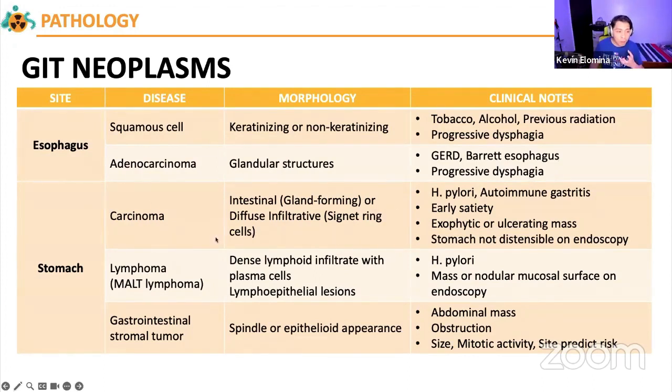For your stomach, your carcinoma, of course, you have to elicit the history of H. pylori or autoimmune gastritis or any atrophic gastritis for that matter, no? Now, for your lymphoma, usually it's also caused by your H. pylori because that is the trigger for the proliferation of your lymphoma cells. Okay, you can also have a mesenchymal tumor, your gastrointestinal tumor, and usually it presents as a big mass, no, that can cause extrinsic intestinal obstruction kasi palabas yung growth niya.